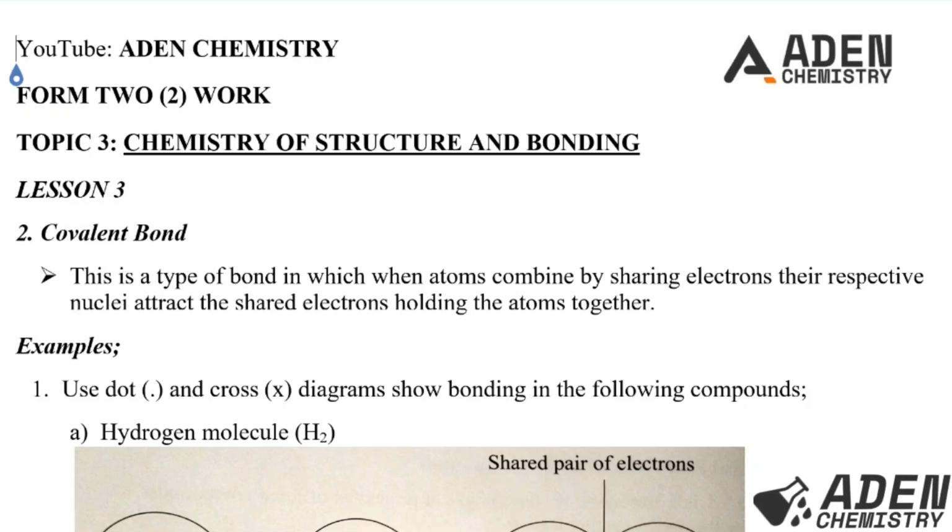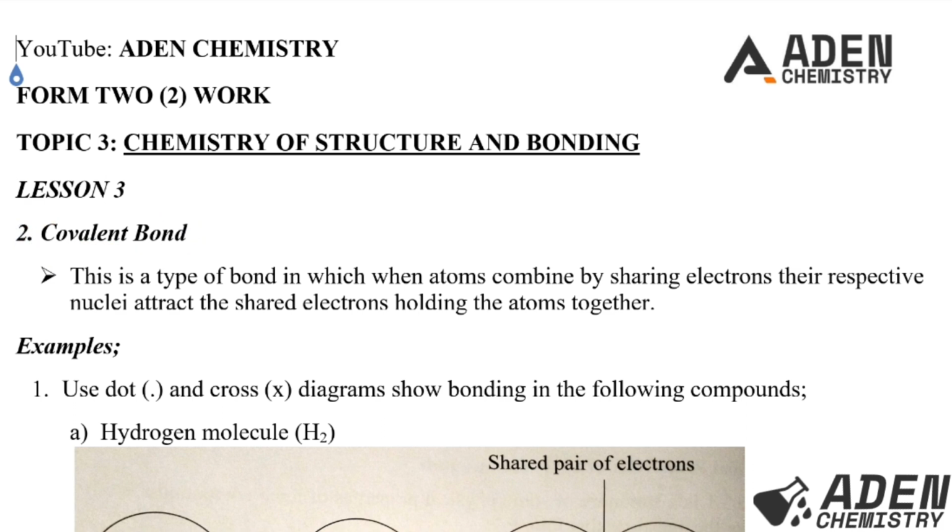Hello students, welcome. Previously, in lesson 2, we were dealing with the structure of ionic compounds and also the physical properties of ionic substances. So today, lesson 3, we want to go to the second type of bonding, which is covalent bonding. We are done with ionic bonding, and today we want to proceed to covalent bonds.